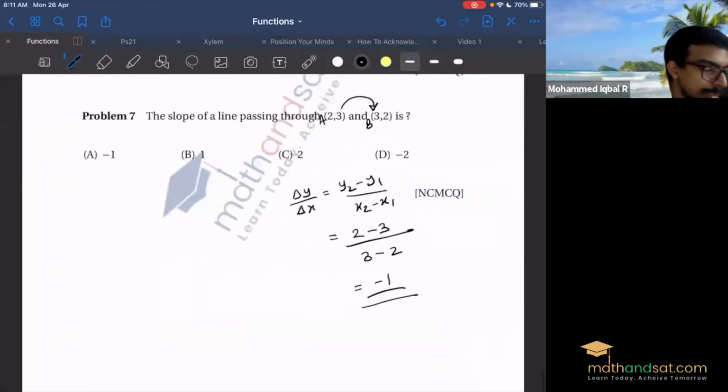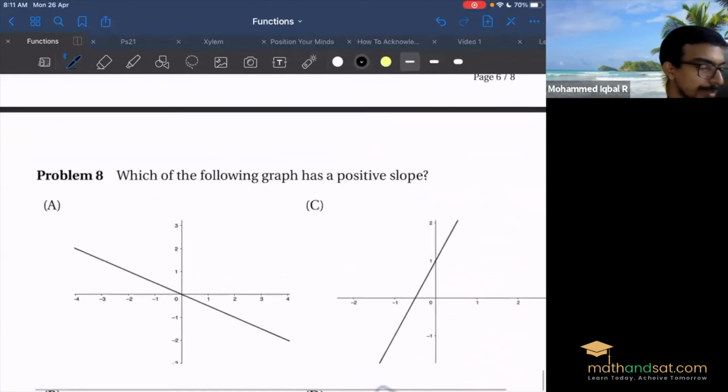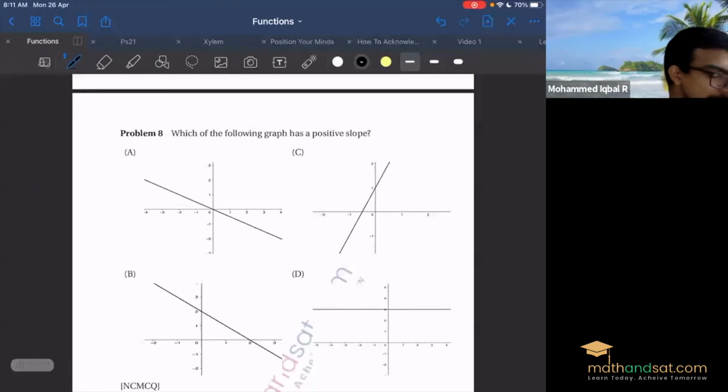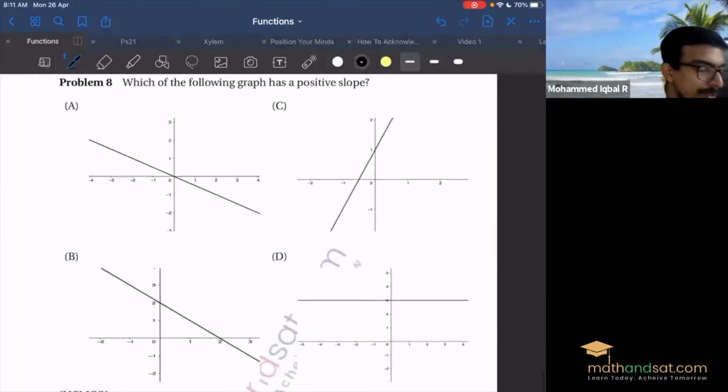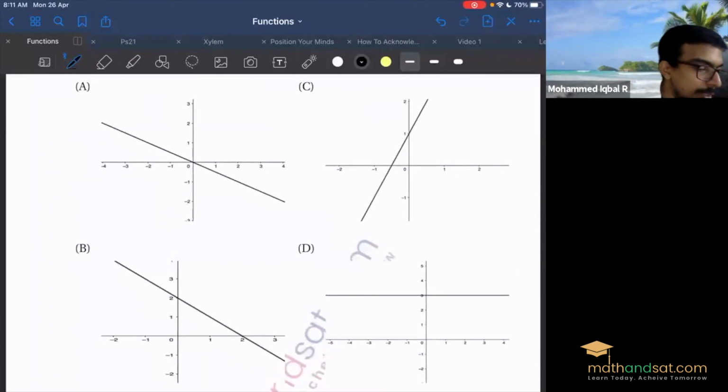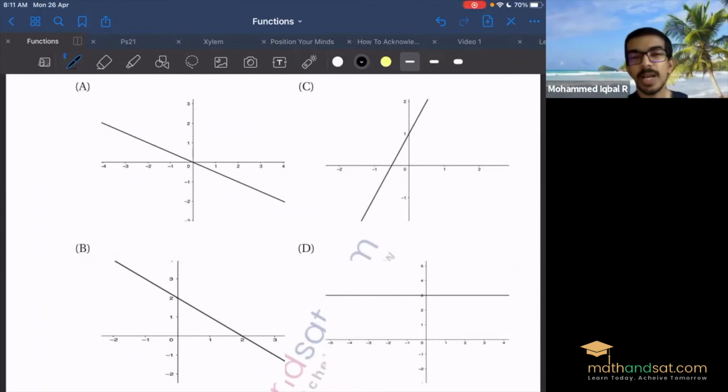Next question. Which of the following graphs has a positive slope? Can you tell me what is the answer? You see, nobody has asked you to find out the slope. Slope value is not required. You have to check whether the slope is positive or negative.